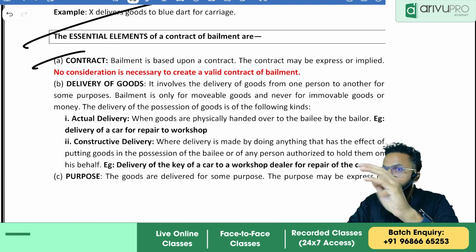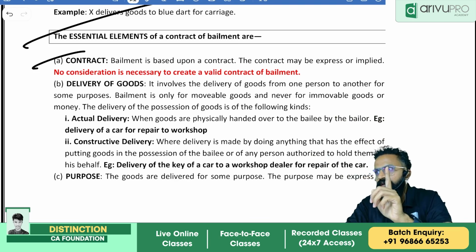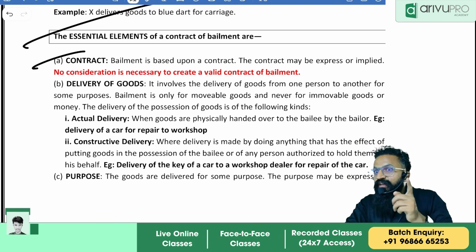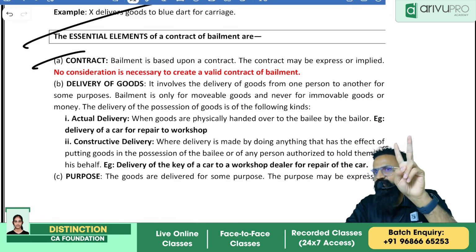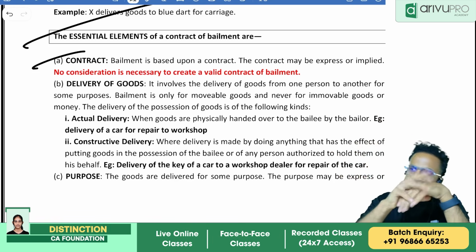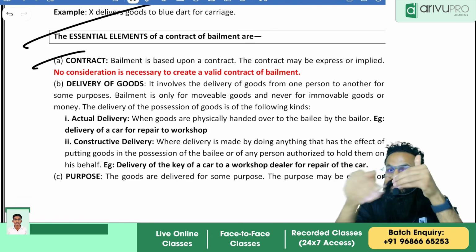Second thing, there should always be delivery of possession. Custody is not considered bailment, because in custody there is no control. In possession there is some degree of control. Bailment can be of two types: one is called gratuitous, the next is non-gratuitous. Gratuitous means there is no consideration.